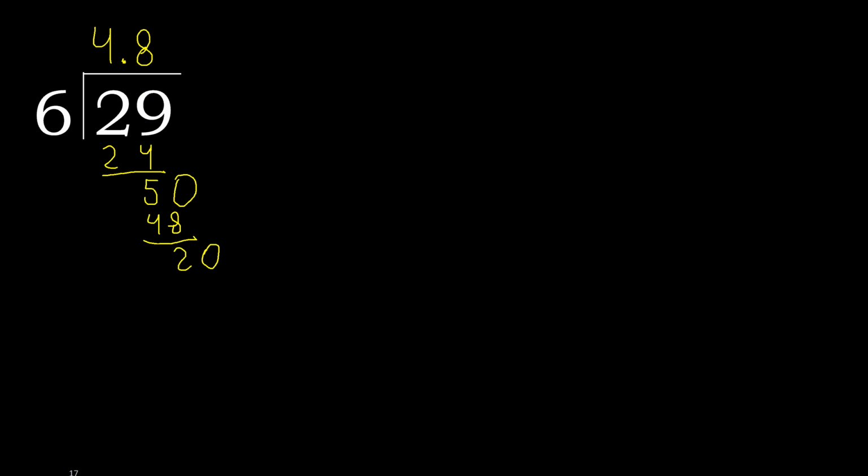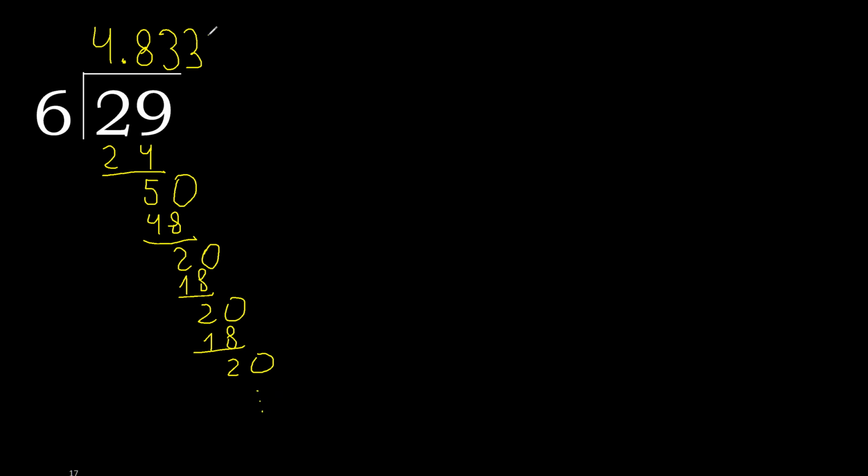0 point. 20. 6 multiplied by 3 is 18. Subtract. Complete. 0 point. 6 multiplied by 3 is 18. Subtract, complete. Here, repeat, repeat.